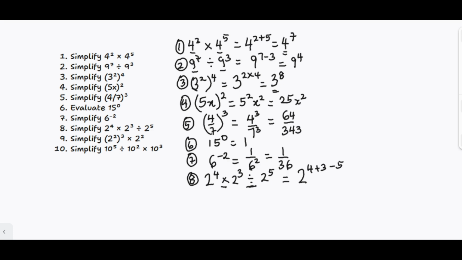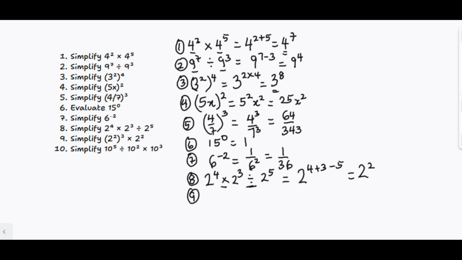So this becomes 2 raised to power 4 plus 3 minus 5. What is 4 plus 3? 4 plus 3 is 7. And then 7 minus 5 gives us what? 2. So the answer to 2 raised to power 4 times 2 raised to power 3 divided by 2 raised to power 5 is equal to 2 raised to power 2. Simple and short.